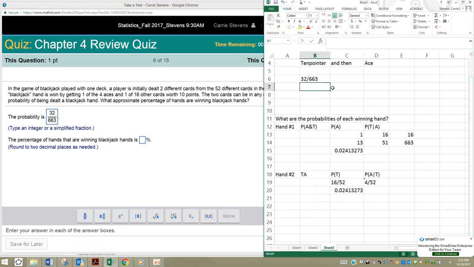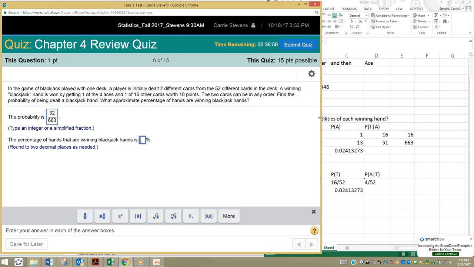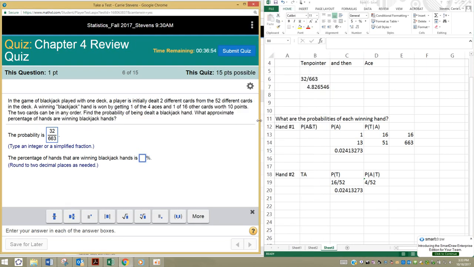And as a percentage, we just had it a second ago, 0.4, well, you got to make it into a percentage, so multiply that by 100 or move the decimal to the right twice and round it to 2 decimal places. So the answer is 4.83%.